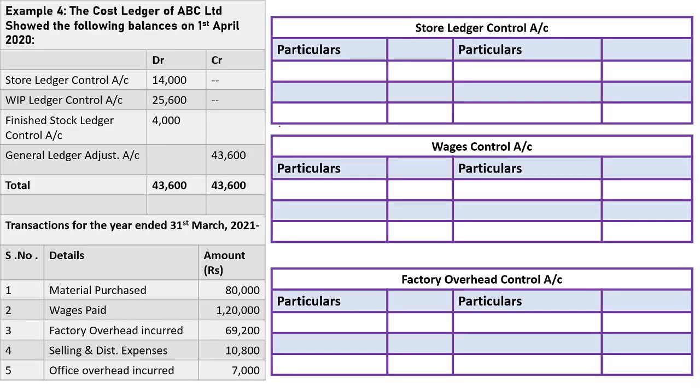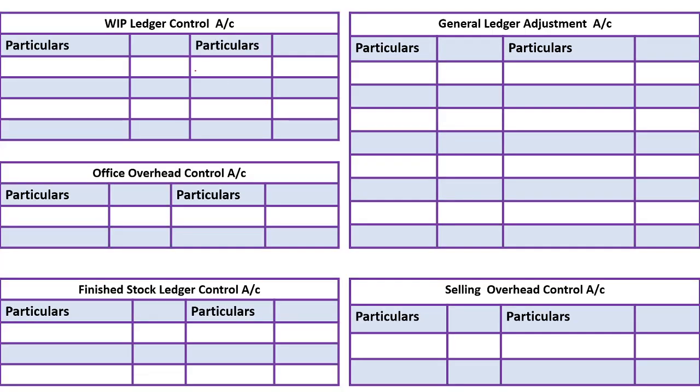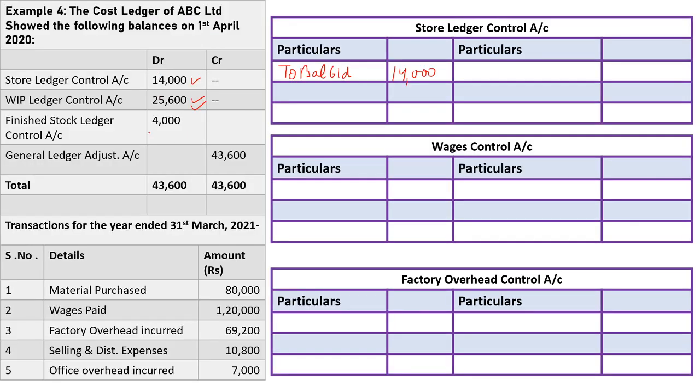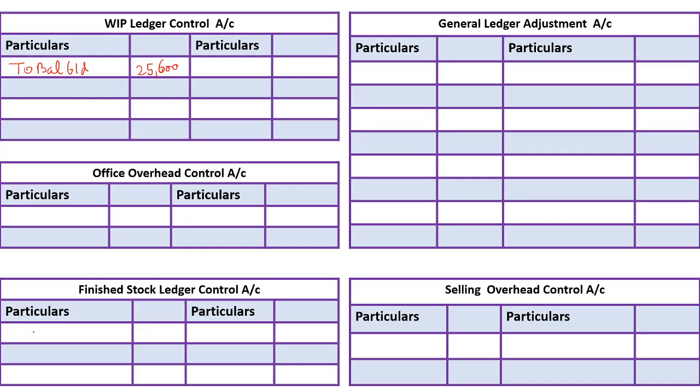Now first we write the balances on the debit side. In stored ledger control account our balance is 14,000. So to balance brought down 14,000 in stored ledger control account. In WIP ledger control account 25,600 to balance brought down 25,600, and in finished stock our balance is 4,000 to balance brought down 4,000 rupees.